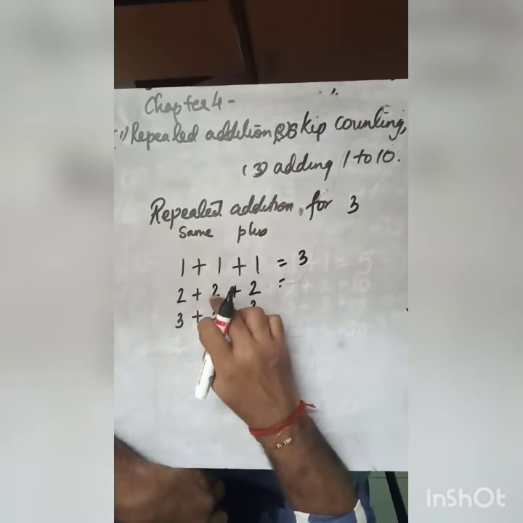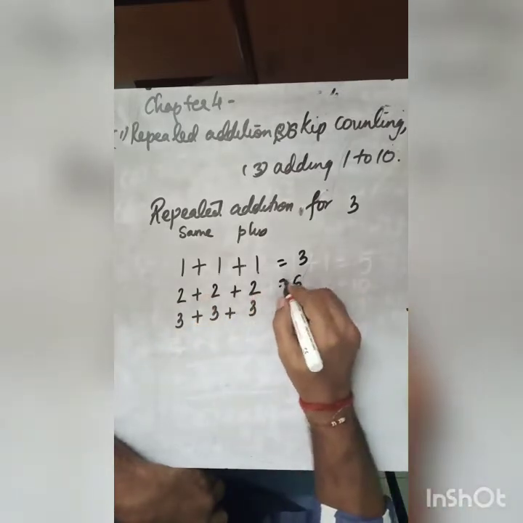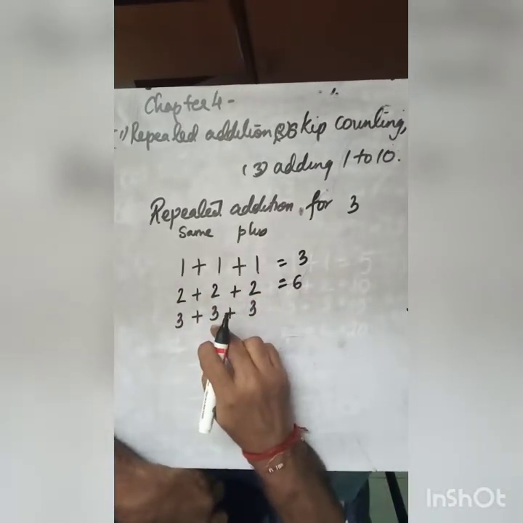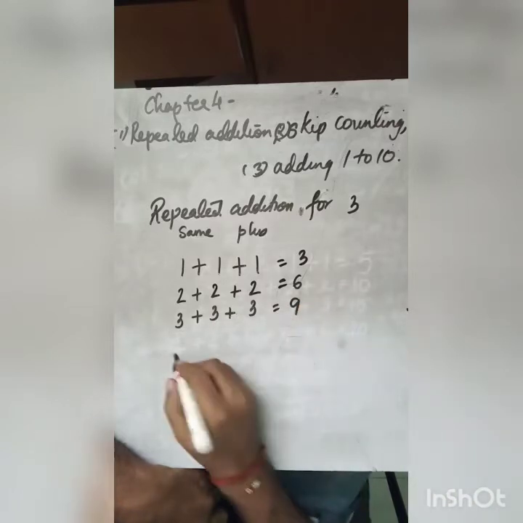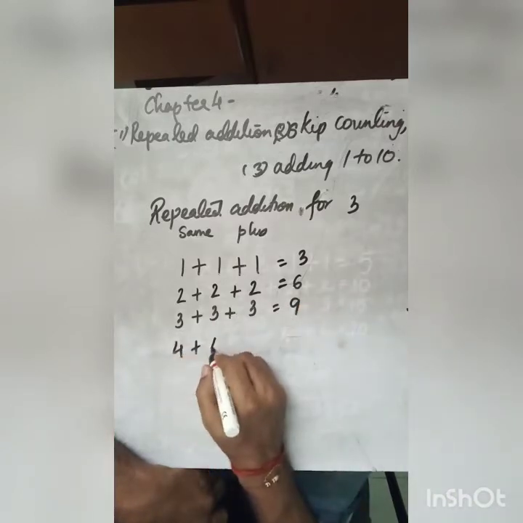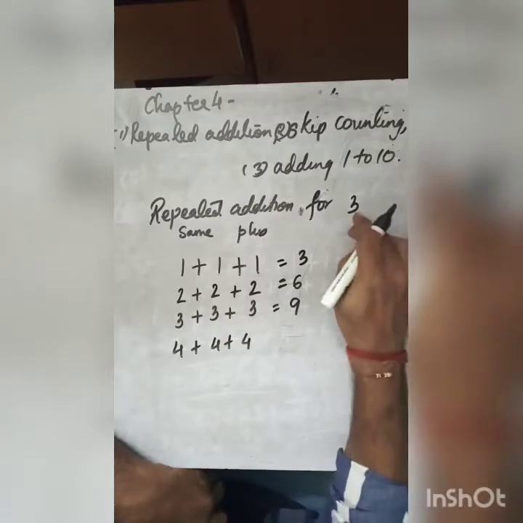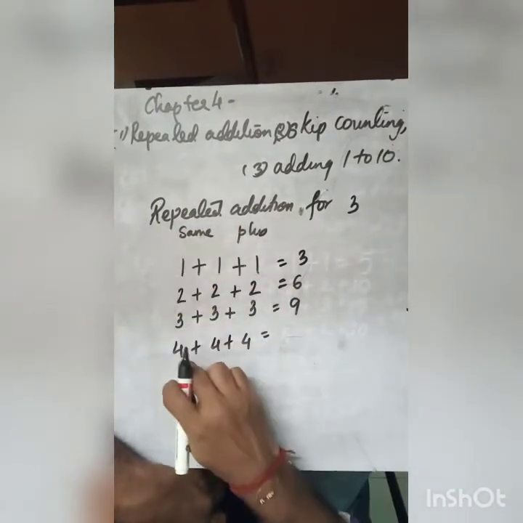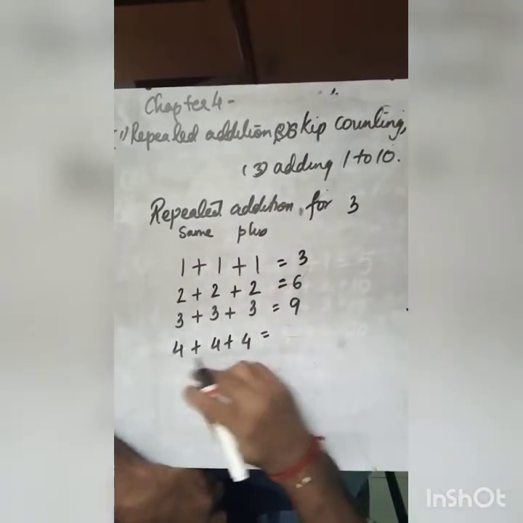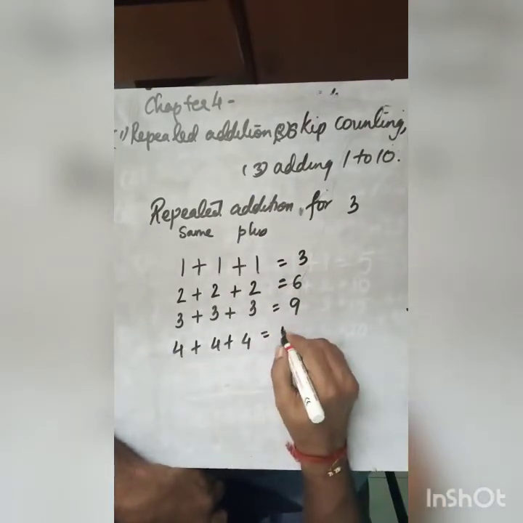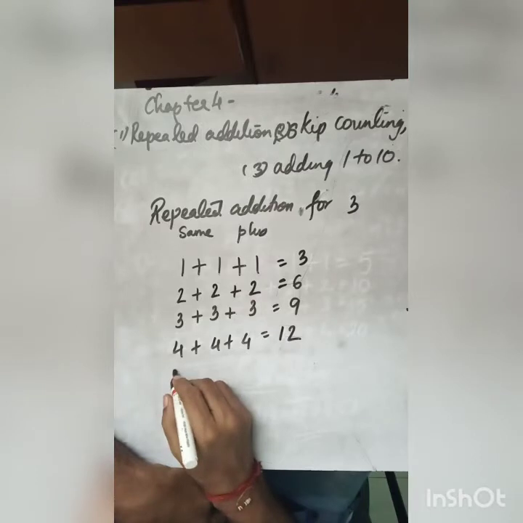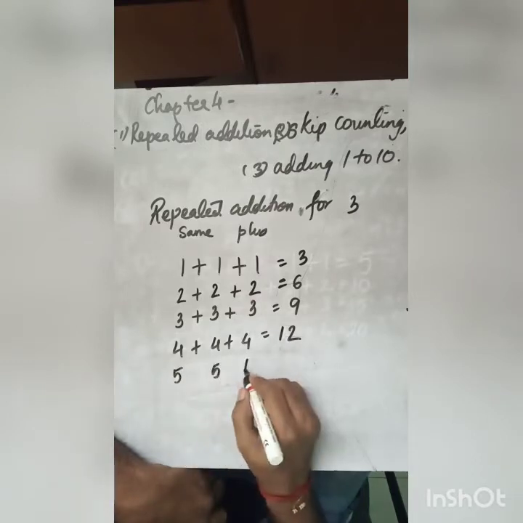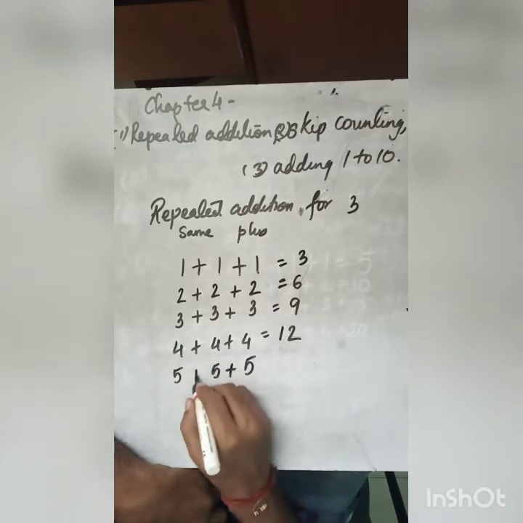2 plus 2, 4 plus 2, 6. 3 plus 3, 6 plus 3, 9. Then we have 4 plus 4 plus 4. 3 matlab 1 2 3, 3 times. I'm repeating the same number with addition. 4 plus 4, 8 plus 4, that's 12. 4 ke baad number kya hai? Chalo bolo. 4 ke baad kya aayega? Yes, 5, 5, 5, plus, plus.